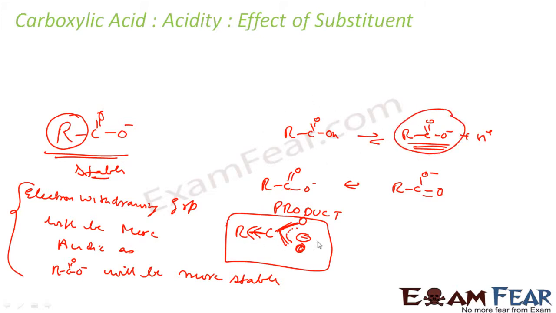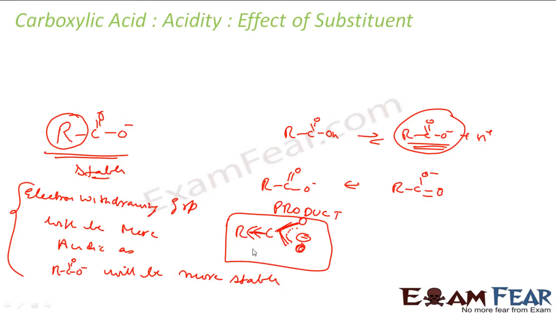And RCO minus, if you see, has a resonating structure like this. So if this has a negative charge, and there is somebody to take out the extra electrons from this side, it will become more stable. So electron withdrawing group will make it more acidic, right? Because it will make this RCO minus more stable. The RCOH will be more acidic. And the reverse is true for electron releasing group.